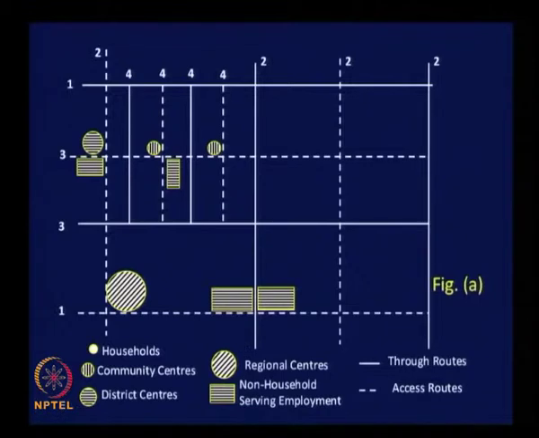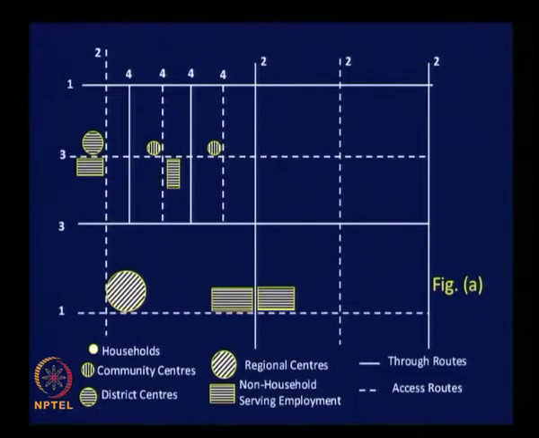Clear? Now you can see all these activity centers are provided at the intersection of access roads of different categories, not through routes. And the community centers, as you could see here, are located at the intersection of type 4 and type 3 routes, both are access types.